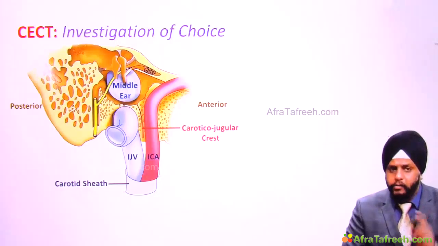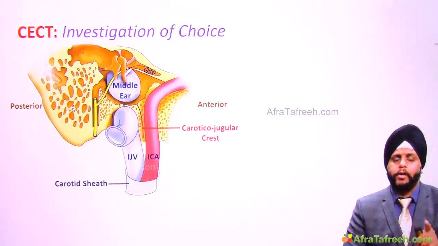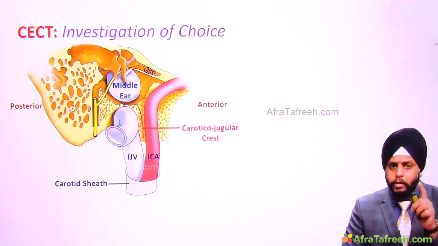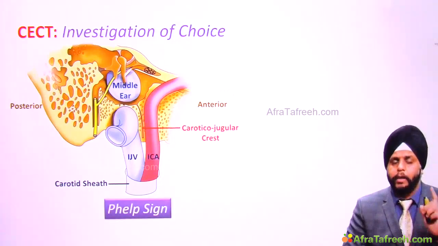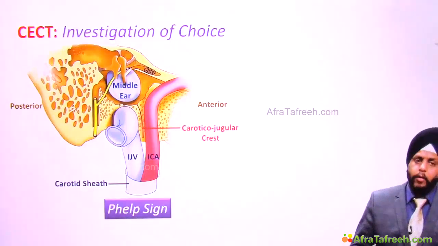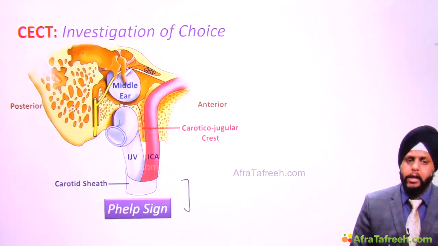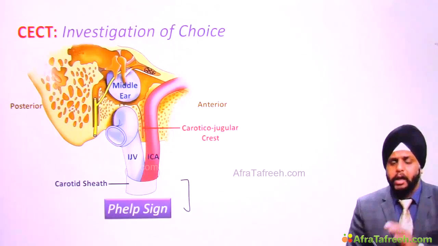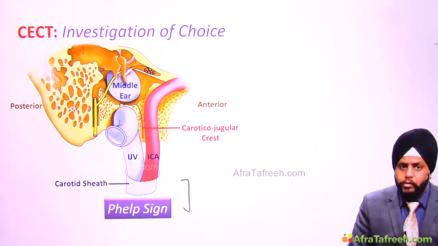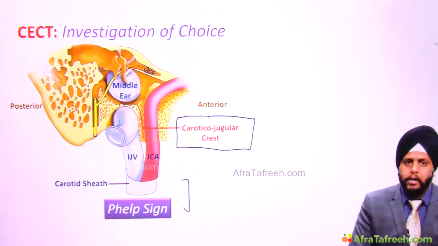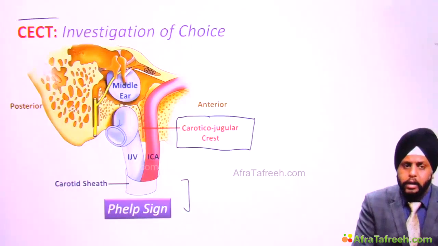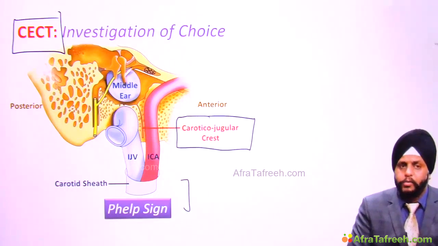And if this crest is eroded, you cannot differentiate between ICA and jugular bulb. That is known as Phelps sign. Okay, so we have already discussed Phelps sign, inability to distinguish between ICA and jugular bulb due to erosion of caroticojugular crest. This is known as Phelps sign. It is seen in glomus tumor, contrast enhanced CT scan of glomus tumor.